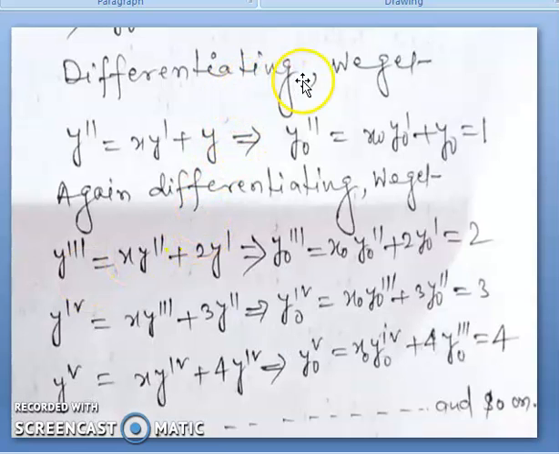Then again differentiating, we get y double dash. y double dash means x of y dash plus 1 plus y, that is y0 double dash equal to x0 y0 dash plus y0 plus 1, which equals 1 on substitution. Again differentiating, we get y triple dash. y triple dash means x of y double dash plus 2 of y dash. On substituting the initial values, it becomes y0 triple dash equal to x0 y0 double dash plus 2 of y0 dash. On substituting the values of x0, y0, we get the value 2.